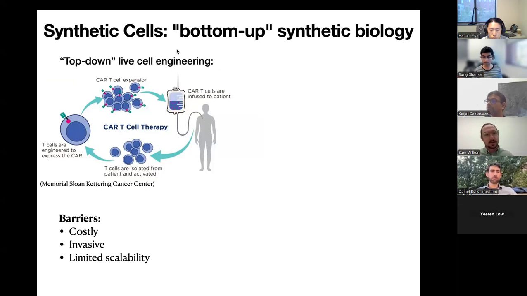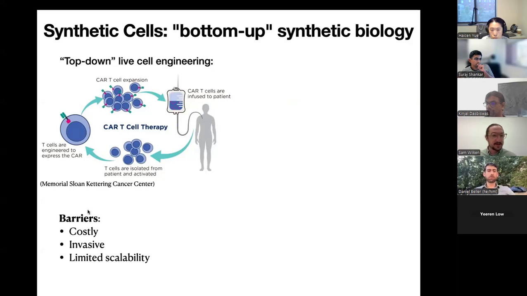So the typical approach, the top-down approach, is one of live cell engineering, where, say, you want to perform a treatment on a patient, you take some living cells out of them, then you modify these cells and maybe you grow them back up after you modify them, and then you infuse them back into the patient to achieve a desired effect.